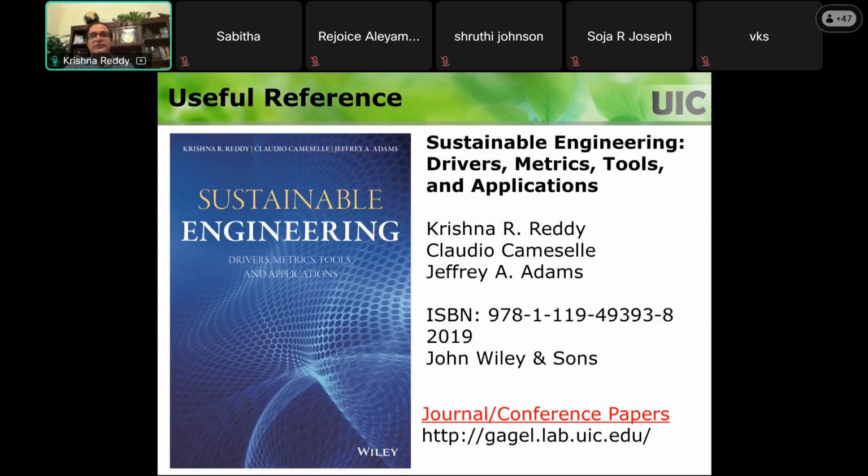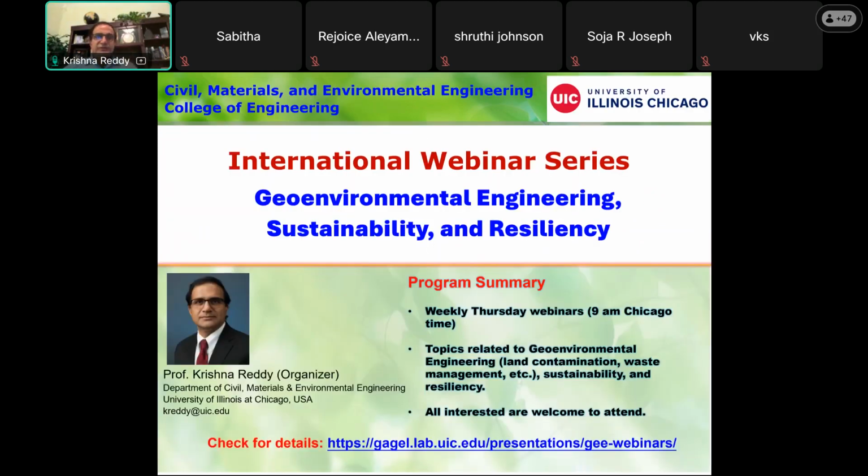If you want to know a little more about the definitions of sustainability and resiliency, and these tools, and you haven't worked in this field, this is a good book to get hold of and read to get a basic understanding of the terminology, principles, and basic aspects.